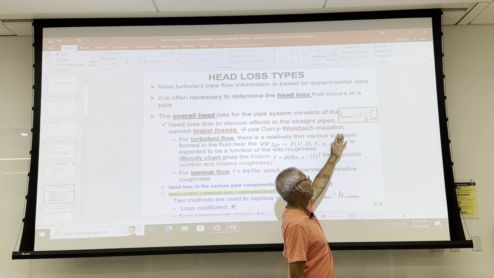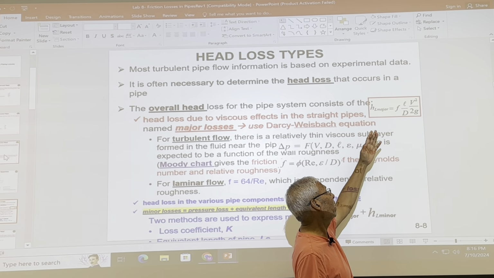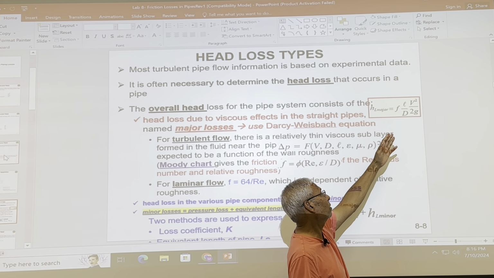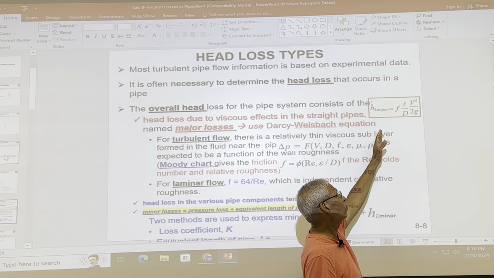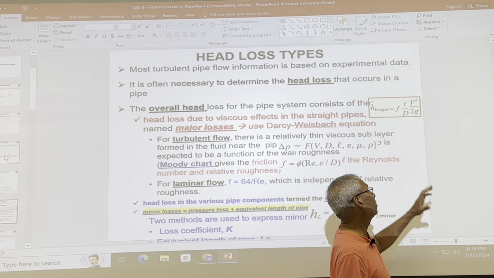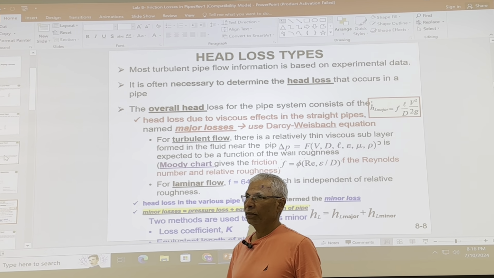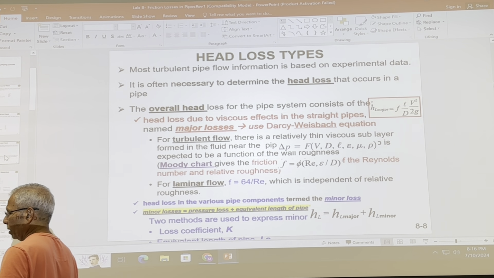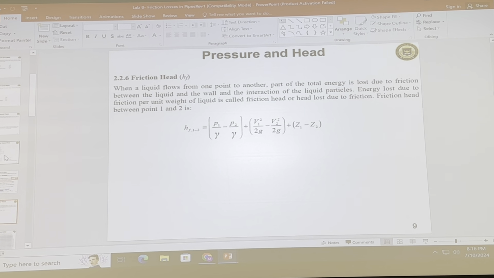Head loss due to friction is f L over D times V squared over 2g. That is the length of the pipe. The head loss is directly proportional to the length of the pipe, inversely proportional to the diameter of the pipe, and directly proportional to the velocity squared. So depending upon how much the velocity is, the head loss changes with it. That's what I want you to get out of this slide.